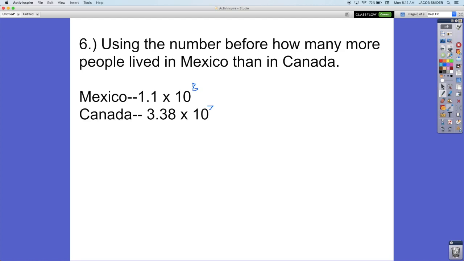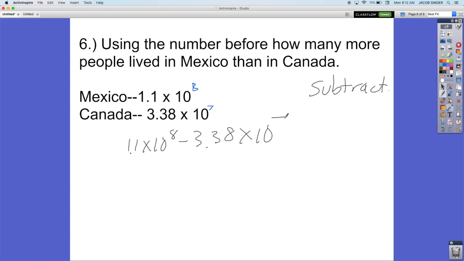What about this one: how many more people live in Mexico than Canada? So just how many more? If I think about my operation there, how many more is subtraction. So we're going to subtract these 2 numbers. 1.1 times 10 to the 8th minus 3.38 times 10 to the 7th. Do that. 7, 6, 2. There we go.